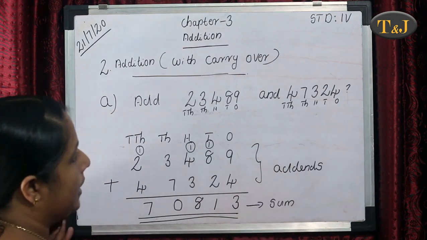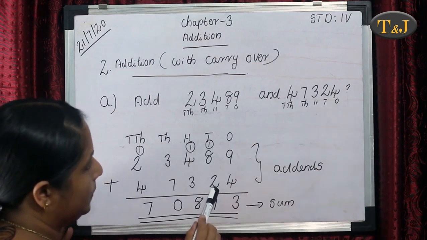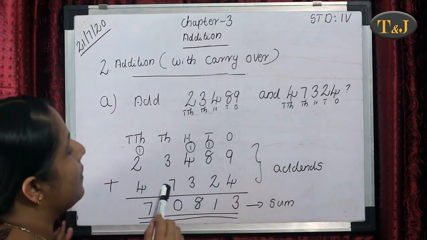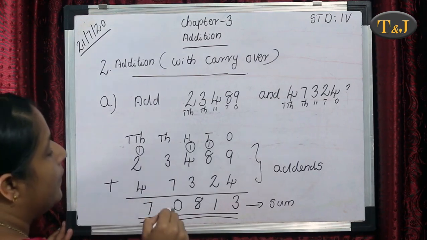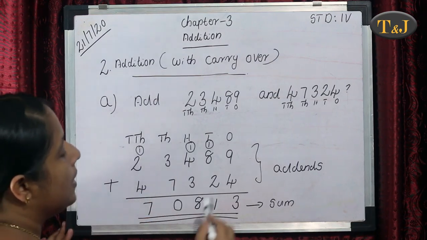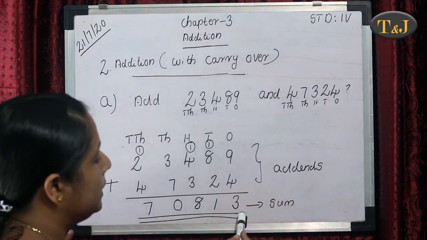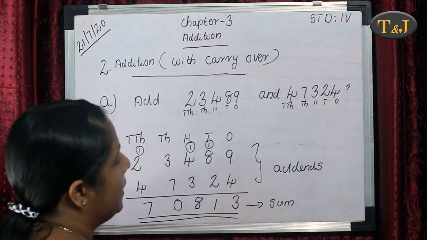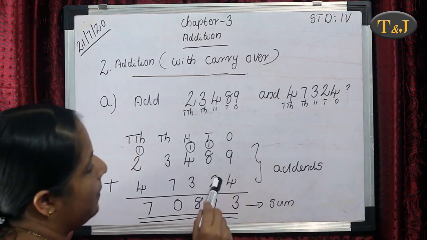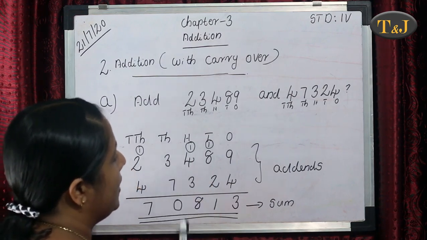Then consider the other number: 4 in ones place, 2 in tens place, 3 in hundreds place, 7 in thousands place and lastly 4 in ten thousands place. We add both these numbers, that is 9 plus 4. 9 plus 4 equals 13. We write the number 3 and 1 is carried here, and add 8 plus 1. 8 plus 1 equals 9, and then 9 plus 2 equals 11. Then write 1 here and 1 carried here.